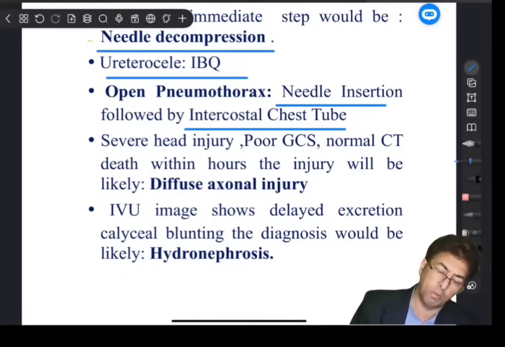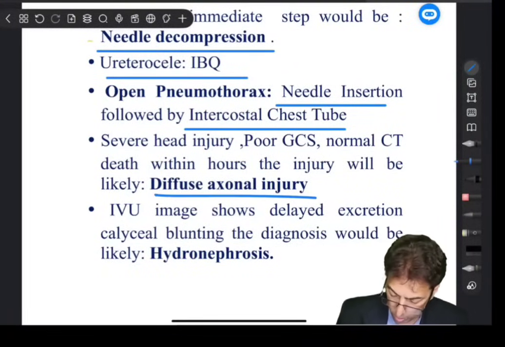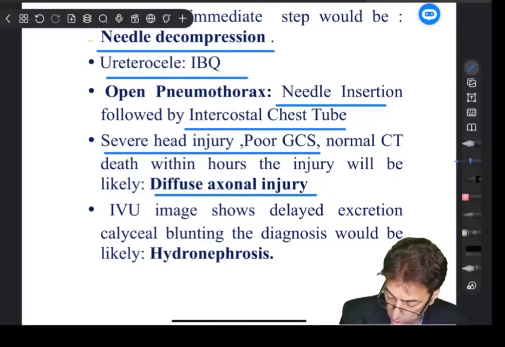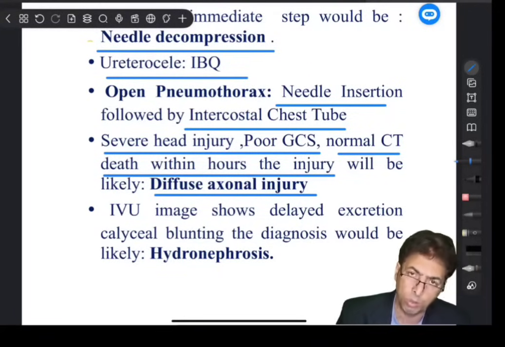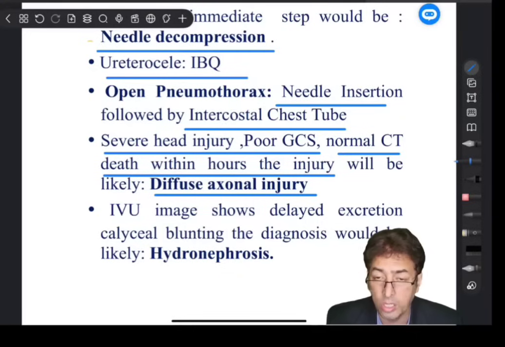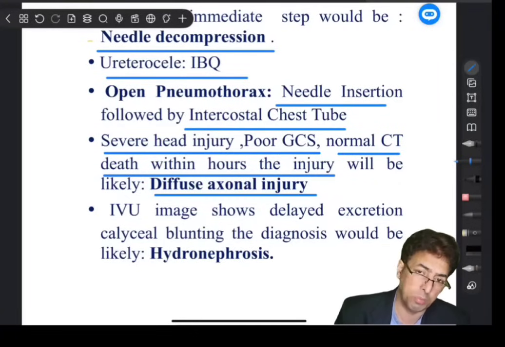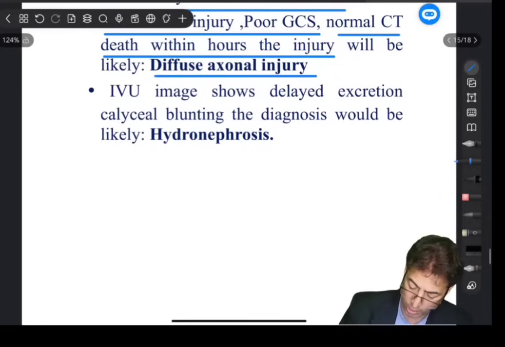Then there was a question about which there was a bit of confusion, whether it was an EDH, extradural hematoma, or diffuse axonal injury. Over here, the patient had a severe head injury, poor Glasgow Coma Scale, normal CT, and he died within a few hours of the injury. If this was the case scenario, then I think diffuse axonal injury is the most likely statement which can be made. But overall, I am not well aware of what the exact question was, but you have to remember the difference between SDH, EDH, intracerebral hemorrhage, and subarachnoid hemorrhage. I will be coming to that as well.